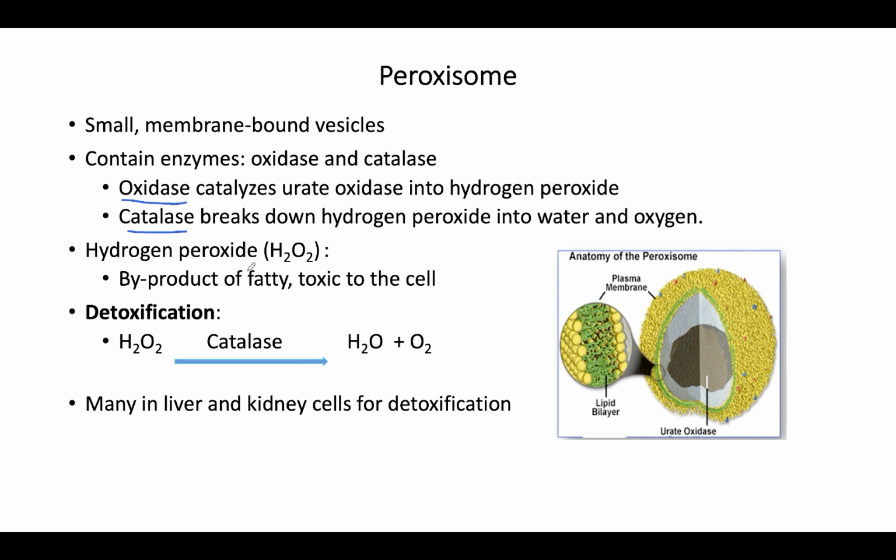Subsequently, another enzyme in the peroxisome named catalase breaks down hydrogen peroxide into water and oxygen, which are not toxic to the cell. Therefore, the main function of a peroxisome is detoxification. Liver and kidney cells are active in detoxification. Therefore, many peroxisomes are found in liver and kidney cells.